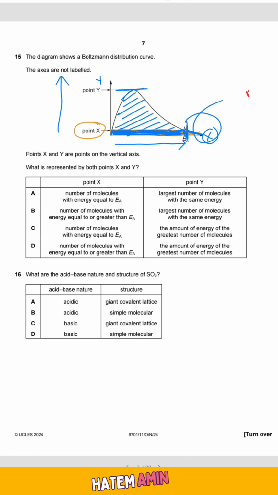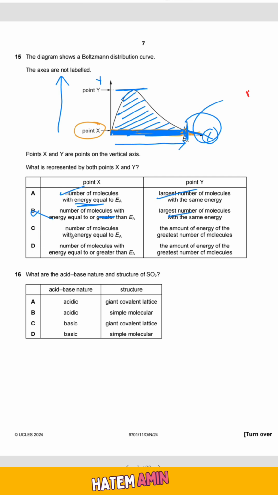Let's check the options which they give us. Option A: a number of molecules with energy equal to activation energy. Yes, it's correct. Largest number of molecules with the same energy. Yes, it's correct. So A is correct. Let's check B: number of molecules with energy equal to or greater than activation energy, the point X. No, here is the number of molecules which have activation energy, not more than activation energy. So that one is not correct. Largest number of molecules with the same energy, that one is good. But B is not correct.